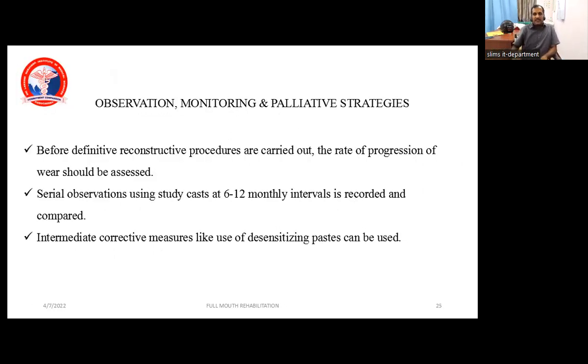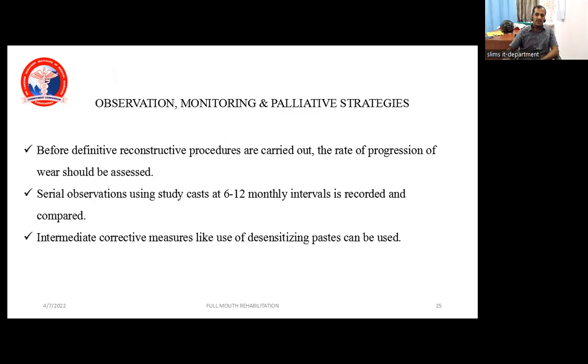And the first one that has been mentioned is observation, monitoring, and the palliative strategy. Before definitive reconstruction procedures are carried out, you should ascertain the rate of progression of the wear, and that has to be assessed.